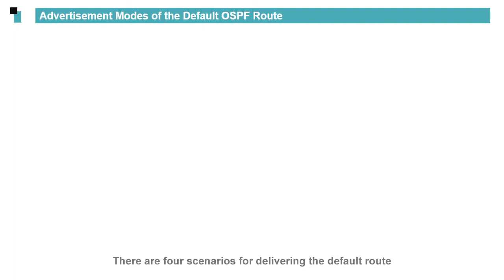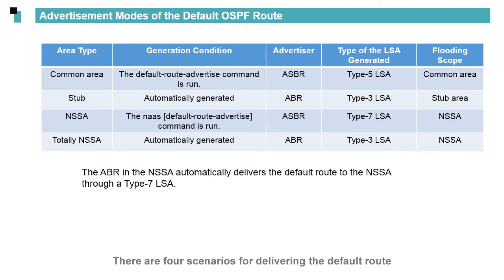There are 4 scenarios for delivering the default route. In the first scenario, the default route is delivered to a common area. OSPF does not allow users to deliver the default route to OSPF areas using the import route command.